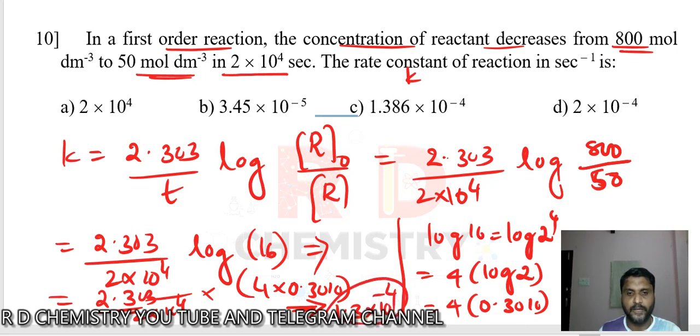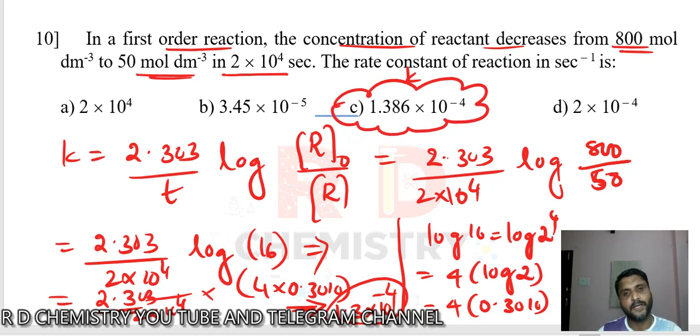You can calculate slowly. So the answer is option number C, right?